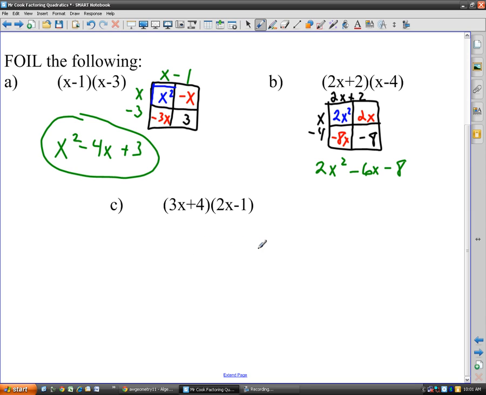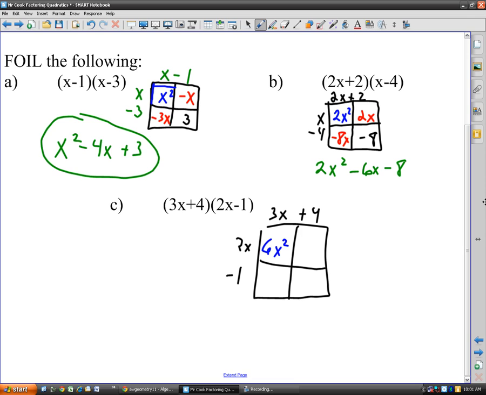So again, I set up my little box, and I'll say 3x plus 4 and 2x minus 1. And so now I just multiply 2x times 3x, which is 6x squared. Don't forget that we're multiplying them together. 2x times 4 is 8x. And negative 1 times 3x is negative 3x. And negative 1 times 4 will get me negative 4.